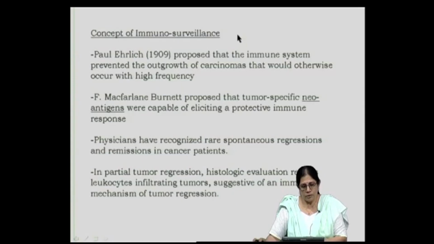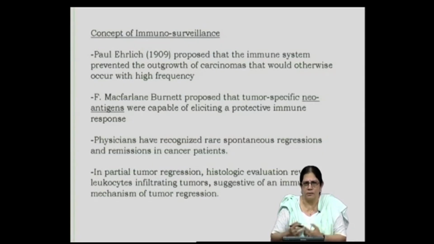Now, there is a concept of immunosurveillance. It was as early as 1909 that Paul Ehrlich proposed that the immune system prevents the outgrowth of carcinoma that would otherwise occur with high frequency. And there was another study made around the 1950s and 60s, where it was seen that individuals who die of old age die not of cancer, but with cancer. What would that mean? That mutation.